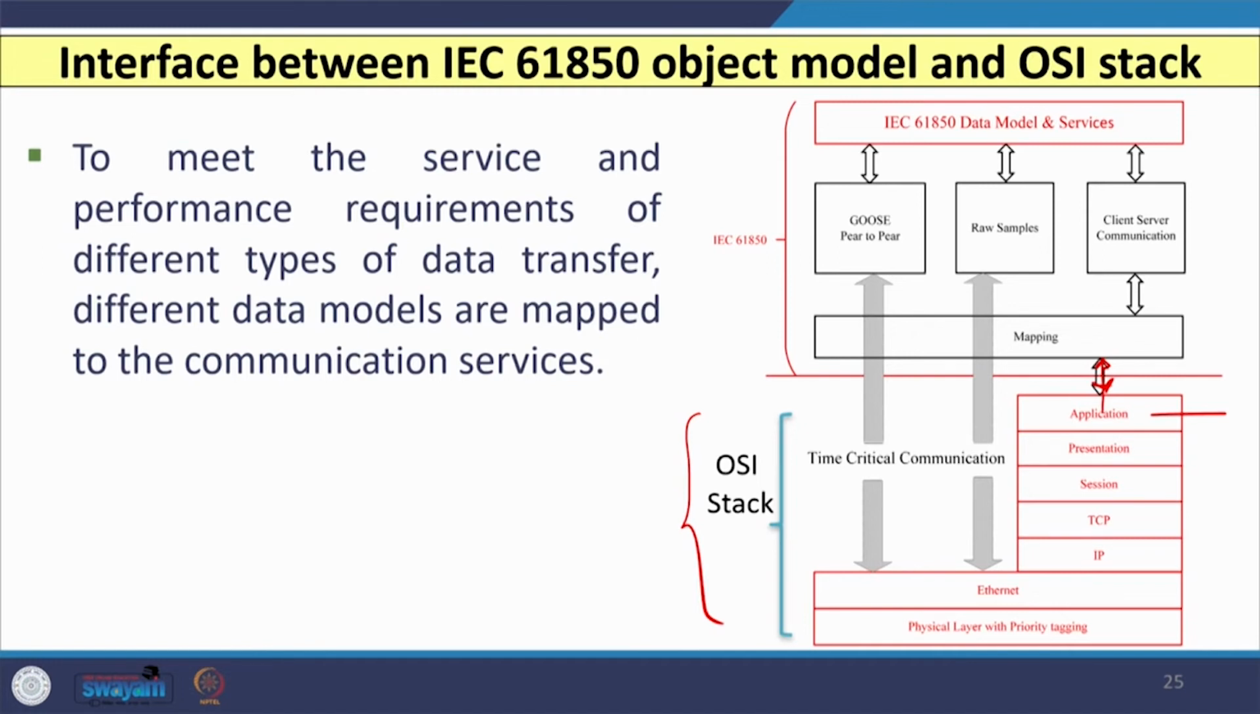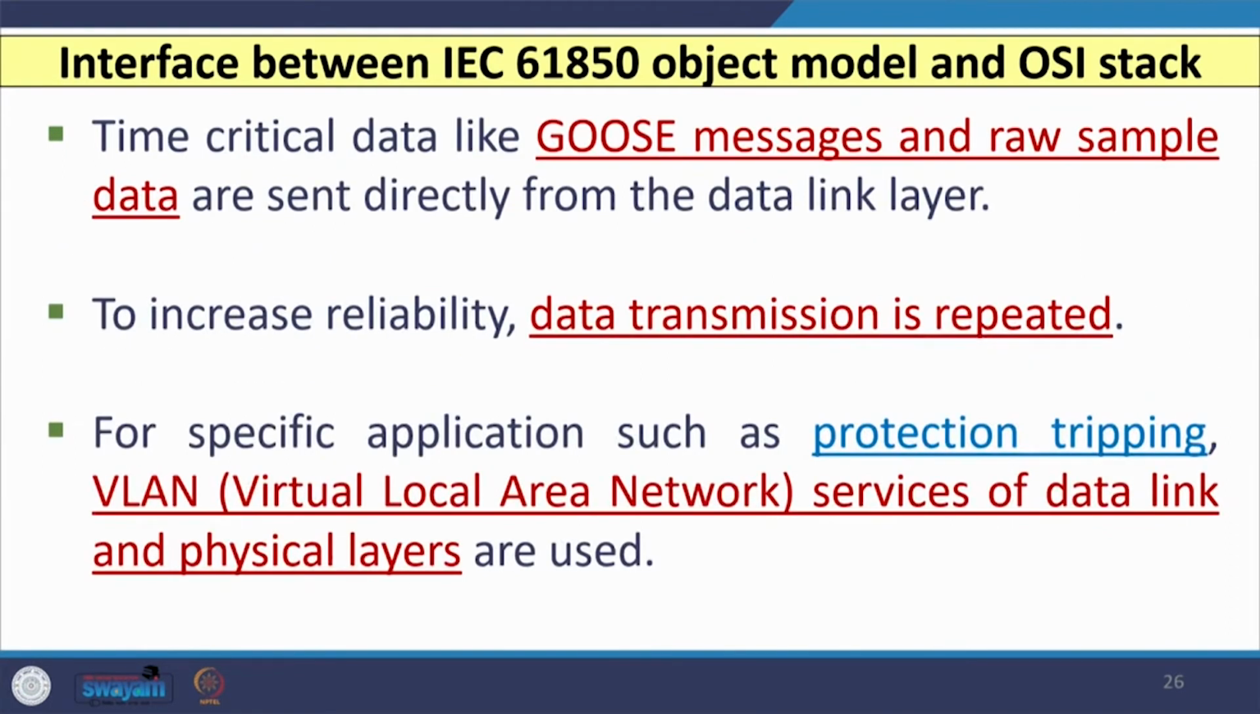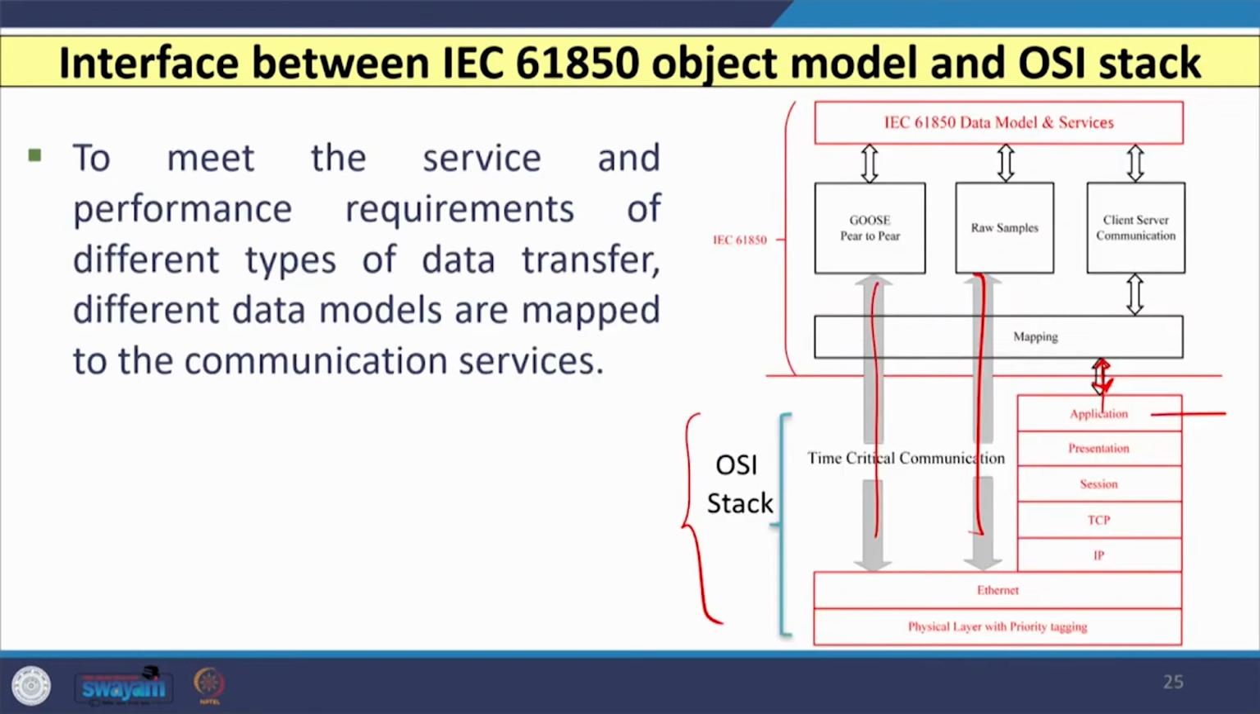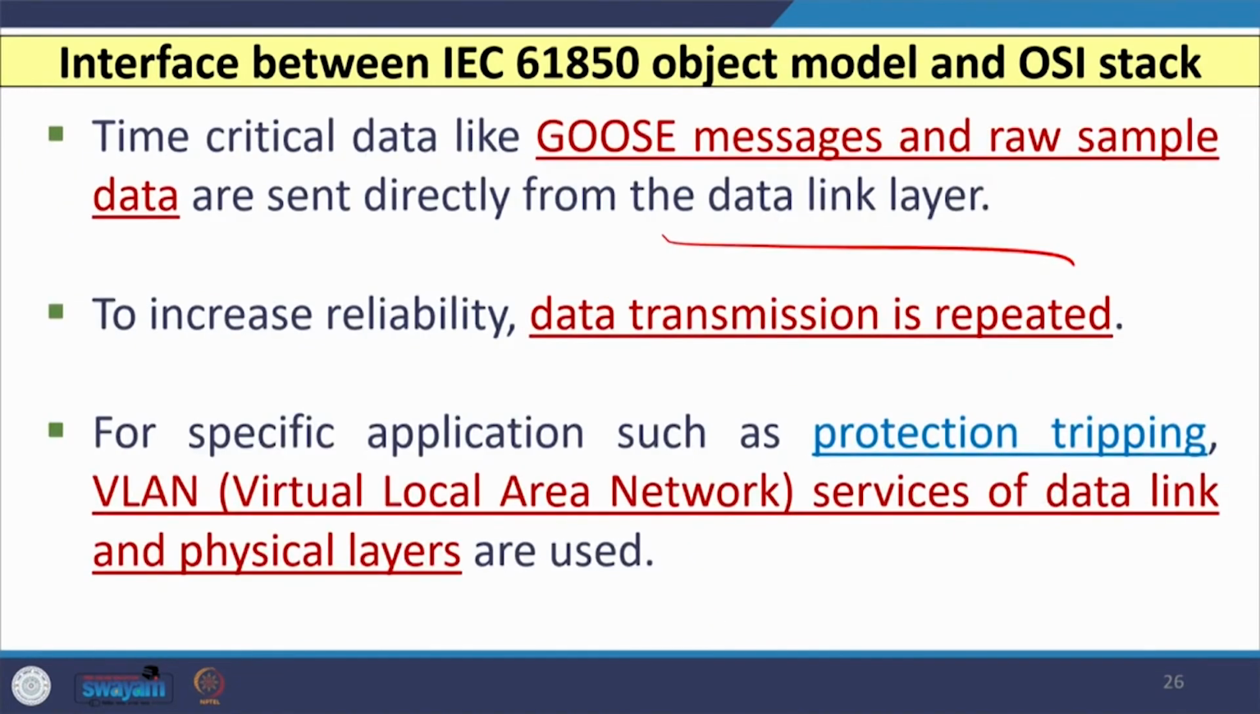However, in case of some time critical events like faults or some other cases, direct data transfer is also carried out from this Ethernet layer directly to the GOOSE messages or raw sample data. You can see that I have shown it here. As I told you, time critical data like the generic object oriented substation event messages and raw sample data are sent directly from the data link layer to the IEC 61850 data models and services part.